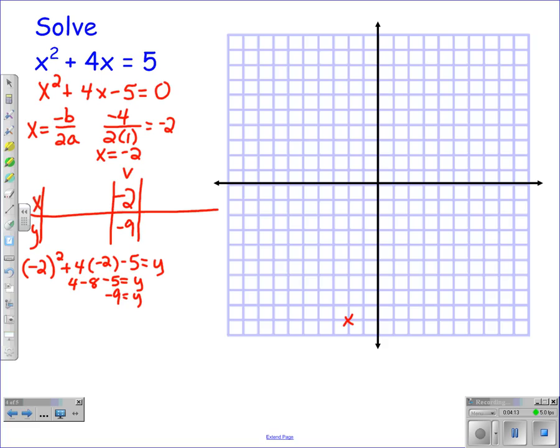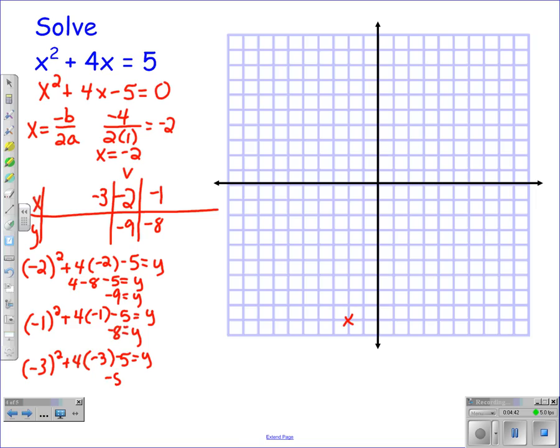Then start working with numbers on the left and on the right. So we'll have negative 1 and negative 3. When you put in a negative 1, that's fairly easy math to do. Plus 4 times a negative 1 minus 5 equals y. You should end up with a negative 8 as your y. Now, if your vertex is correct, when you put the negative 3 in and square it, add 4 times the negative 3 minus 5, you should also come up with a negative 8 equals y if you've done your math correctly. Both of these y's need to be the same if you have the right vertex.